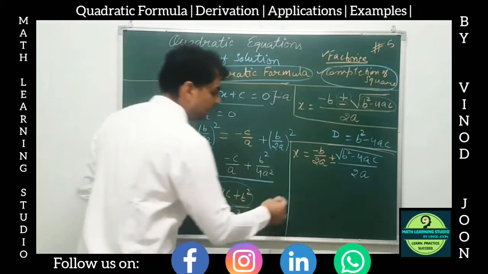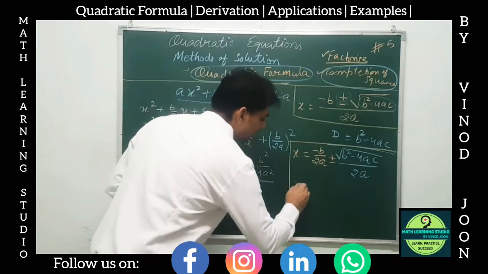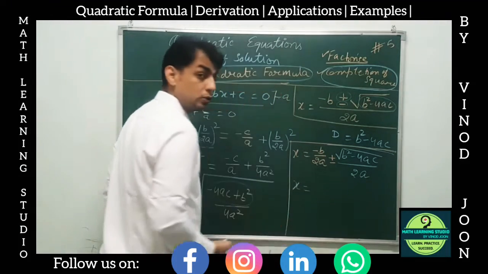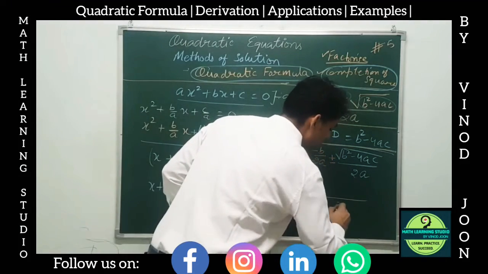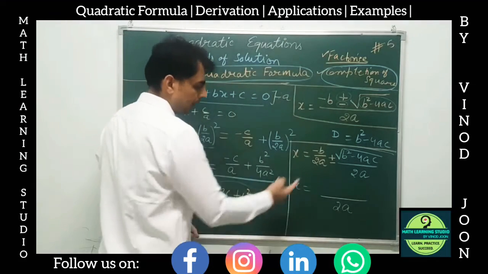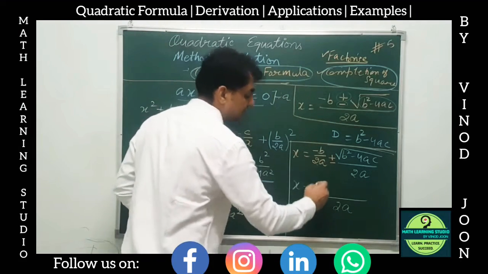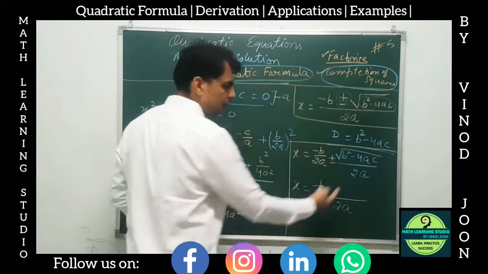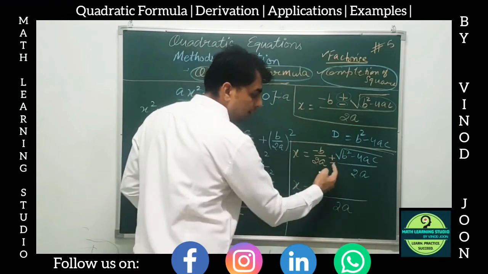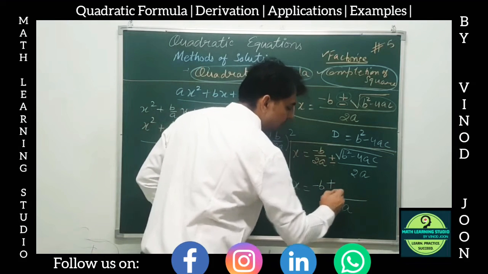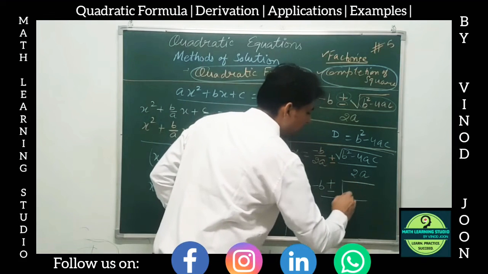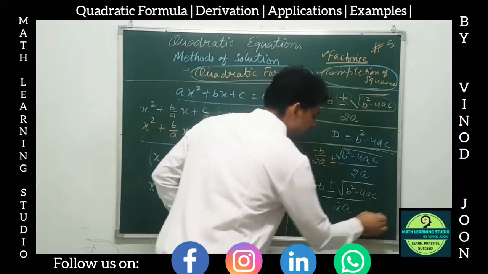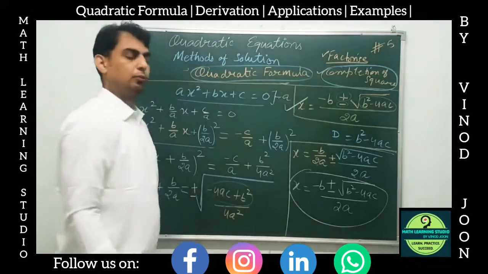Okay? And now finally what we get here is x is equal to, one more step we can follow, take LCM as 2a. So LCM becomes 2a. 2a divided by 2a is 1. 1 into minus b is minus b. 2a divided by 2a is 1. 1 into this numerator will be same. And this is plus minus. So I'll put plus and minus both the sign. And under the root b square minus 4ac. This is nothing but this same formula.